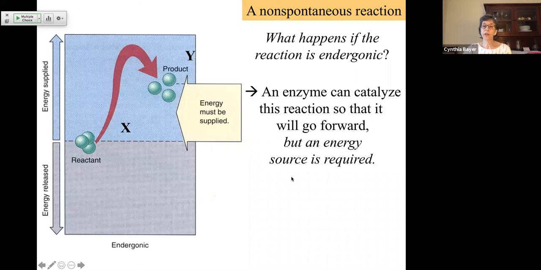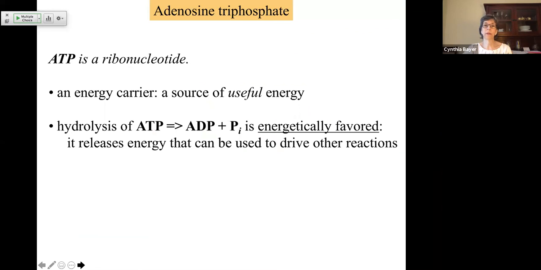So what is that energy source that is used most frequently in a cell to help drive this conversion of a lower free energy molecule to a higher free energy molecule? What is the energy source that will help drive a spontaneous reaction? And that's our ATP. We call ATP an energy carrier. It's a source of useful energy that's available in the cell that can be used to drive non-spontaneous reactions.